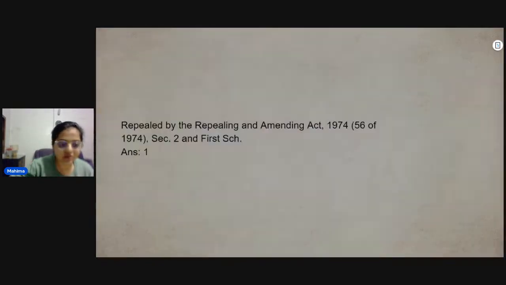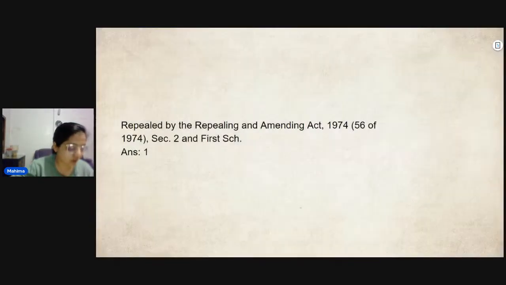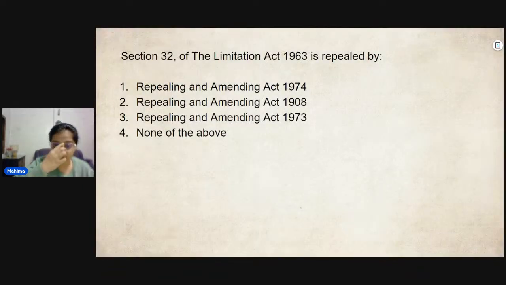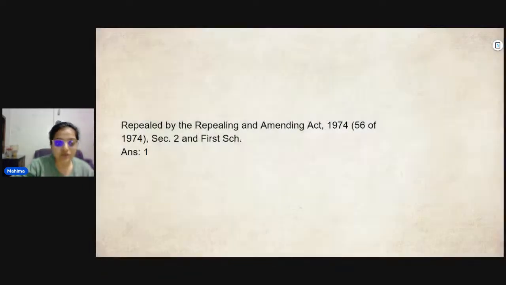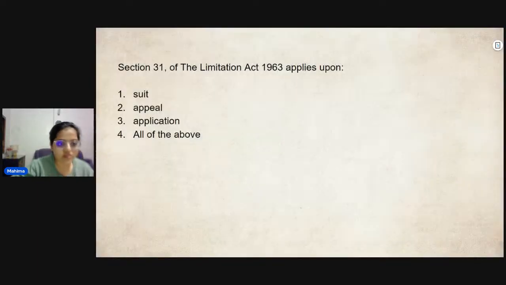Okay, let's see the answer. The answer is option number one and not option number two. The Repealing and Amending Act of 1974 has amended section number 32. The few amendments are there in the first schedule also. Yes, correct, Divya. And section 2 also. So everyone was right. Next: Section 31 of the Limitation Act applies upon suit, application, appeal, or all of the above.